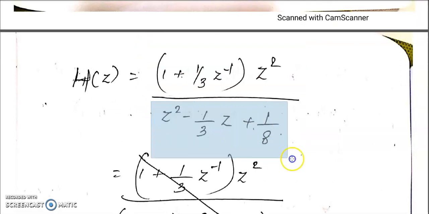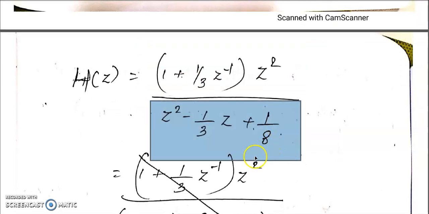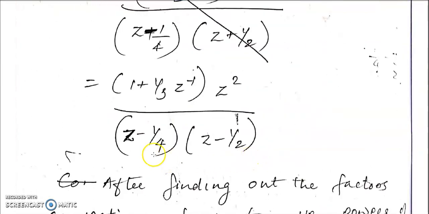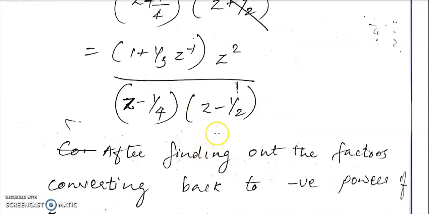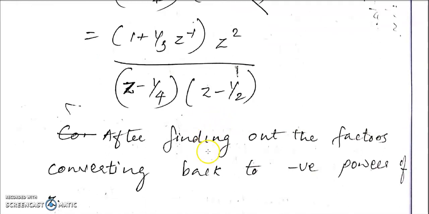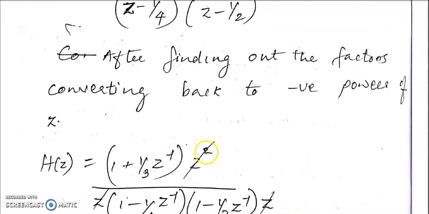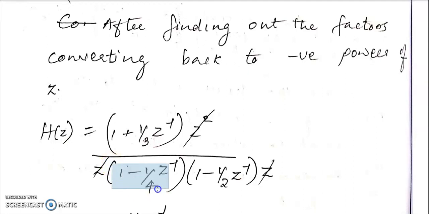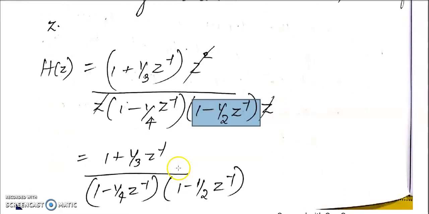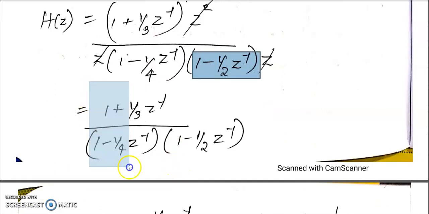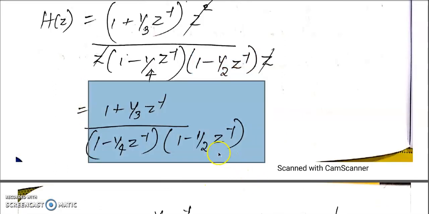Then factorize the denominator polynomial. You will get the factors z minus 1 by 4 and z minus 1 by 2. These are the factors. Next, we can convert it back to the negative powers. We take z from the first term and also from the second term. Then we cancel out. You will get the transfer function in the form with the negative powers.